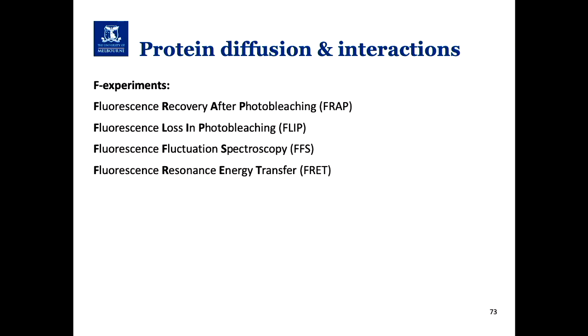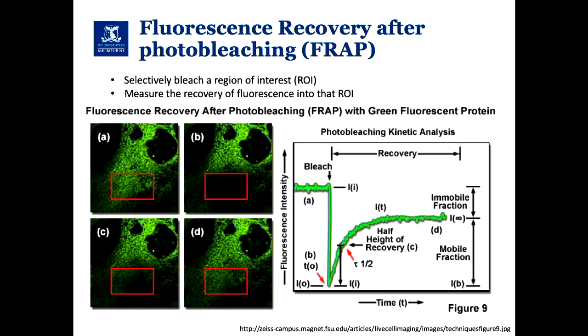So we're going to go through fluorescence recovery after photobleaching, or FRAP, fluorescence loss in photobleaching, which is FLIP, fluorescence fluctuation spectroscopy, which is FFS, and fluorescence resonance energy transfer, which is FRET. Sometimes this is named Forster resonance energy transfer after the guy who invented the technique. So we'll go in order. So we'll start at FRAP.